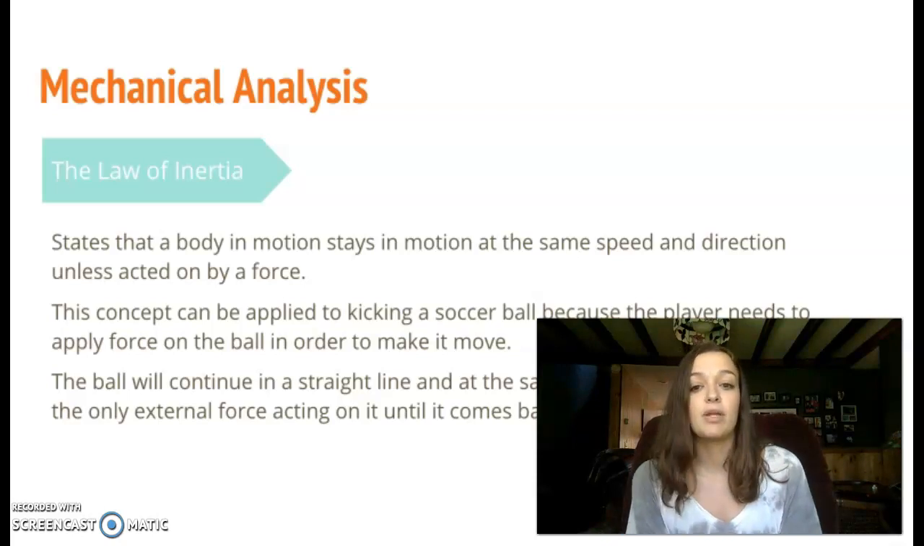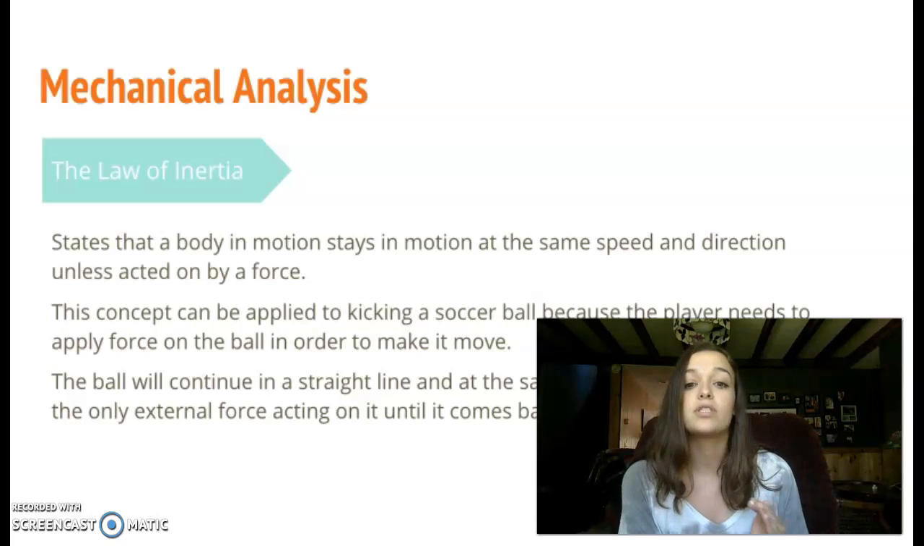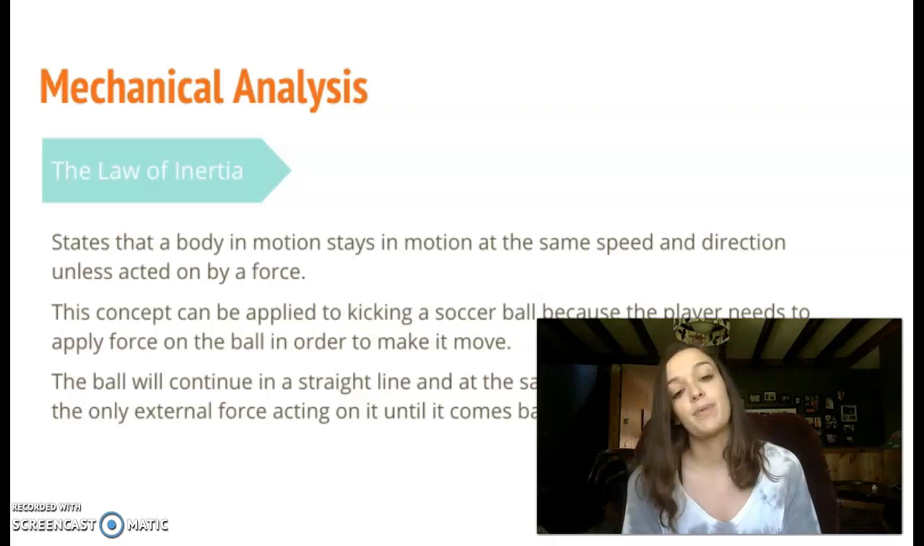And once the foot has made contact with the ball, it will stay in a straight line at the same speed and direction, with gravity being the only external force acting on it until it comes back down to the ground.